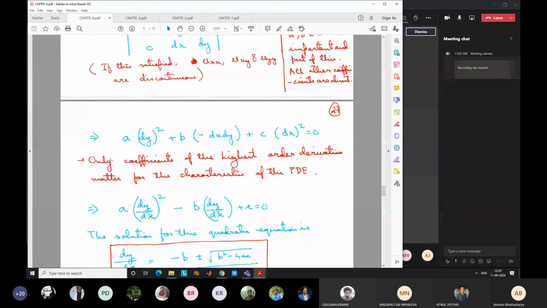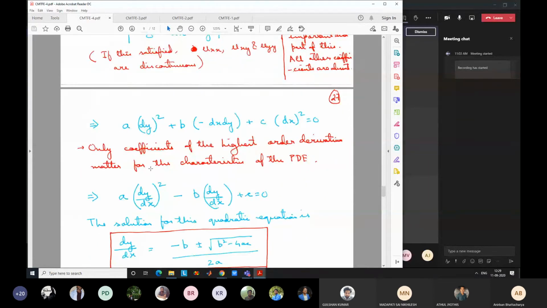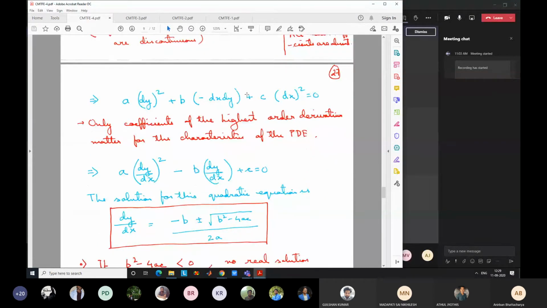Only the coefficients of the highest order, as we have already discussed, matter for the characteristics of the PDE. The corollary is that only the coefficients of the highest order derivative matter for the characteristics of this PDE. All the other coefficients are absent. I can write this in a different form by dividing by dx square. So you will get A (dy/dx) square minus B (dy/dx) plus C equal to 0. This is a simple quadratic equation for dy/dx.